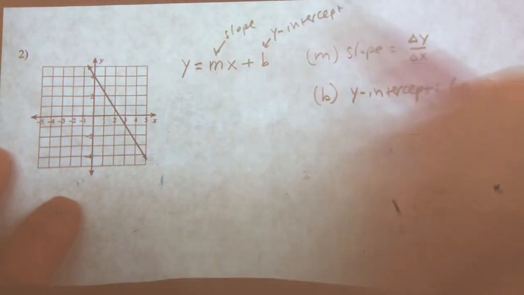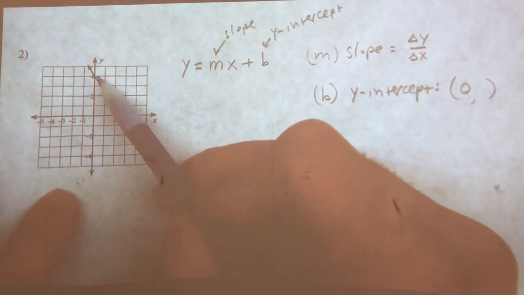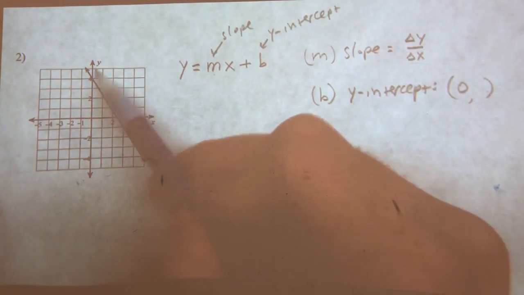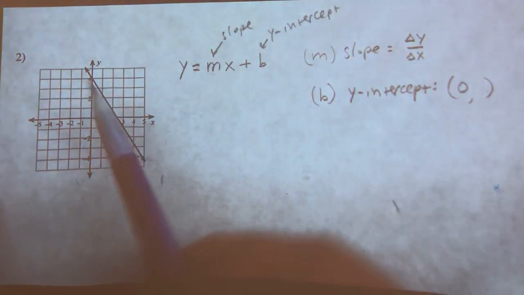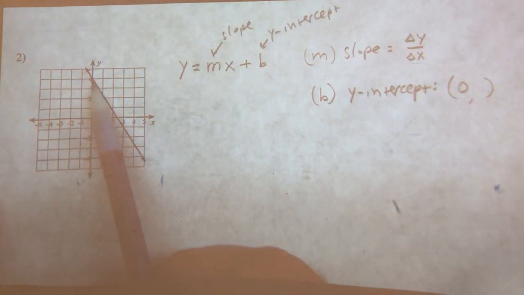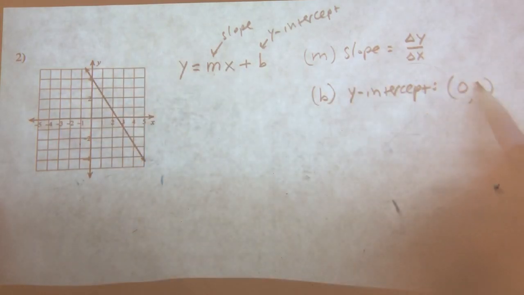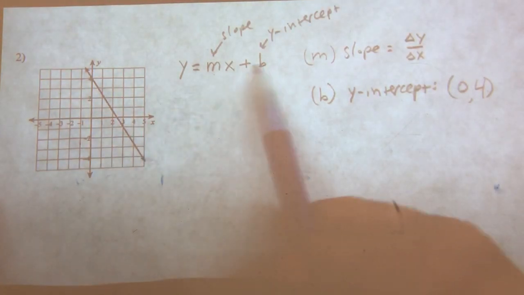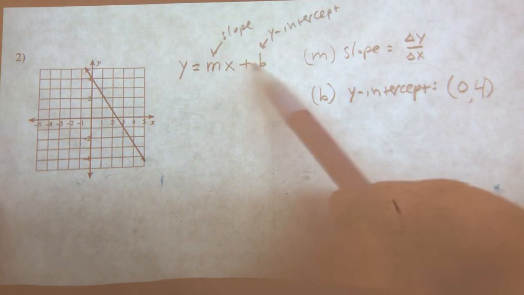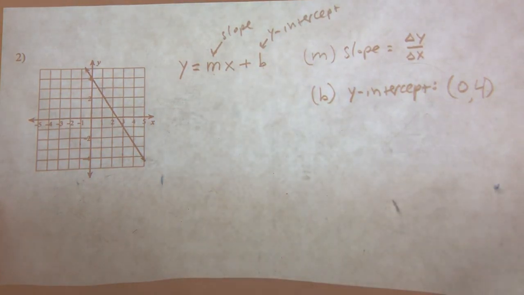Okay, so let's do it. First we do the y-intercept. Easy. Just go look at the graph, see where it crosses. Here's your y-axis. Here's your line. Just look where that line crosses the y-axis, crossing here at 4, or the coordinate (0, 4). So that's going to be my b. It's going to be positive 4. If it crossed negative, you would put minus that number. We usually just put minus.